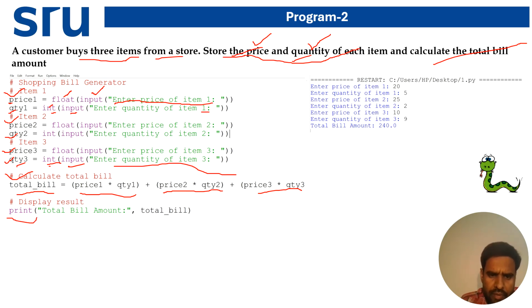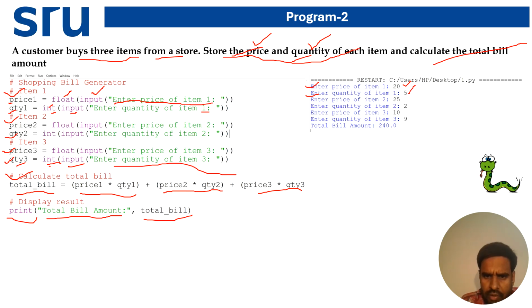Okay, print, then I'm giving the display the message total bill amount. Now where is the output stored? In the total bill, the output is stored. So if you run this program, the output comes: enter the price of item 1. I have given 20. Enter the quantity of item 1.